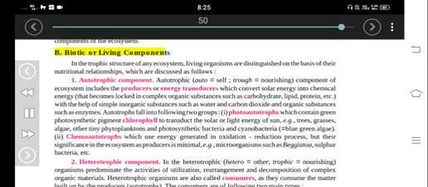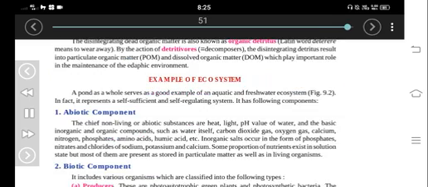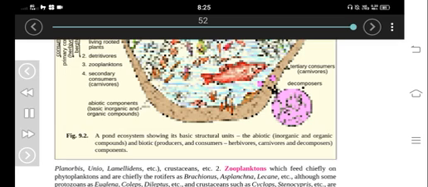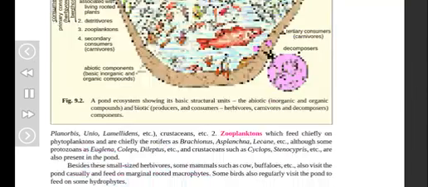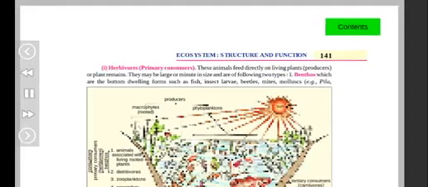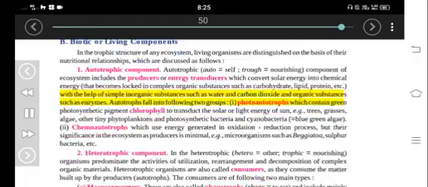B. Biotic or living components. In the trophic structure of any ecosystem, living organisms are distinguished on the basis of their nutritional relationships, which are discussed as follows. 1. Autotrophic component. Autotrophic, auto equals self, troph equals nourishing, component of ecosystem includes the producers or energy transducers which convert solar energy into chemical energy that becomes locked in complex organic substances such as carbohydrate, lipid, protein, etc. with the help of simple inorganic substances such as water and carbon dioxide and organic substances such as enzymes.